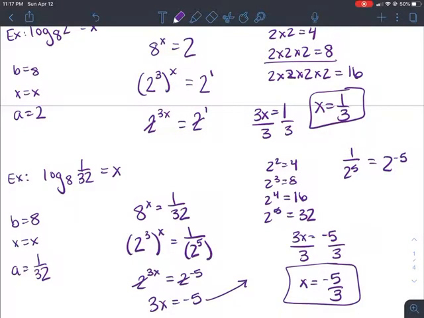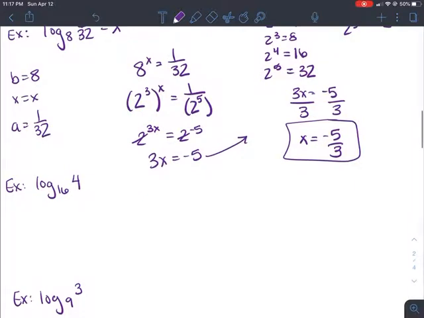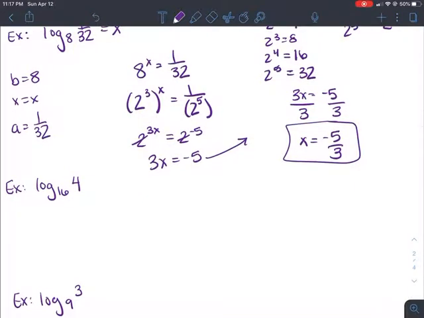Okay? My next one, the log base 16 of 4. I'm going to set it equal to x, and then I'm going to convert to exponential form. b equals 16, x equals x, a equals 4. So I get 16^x equals 4.